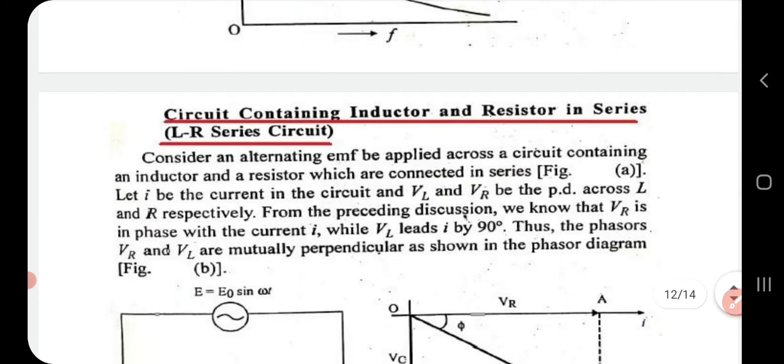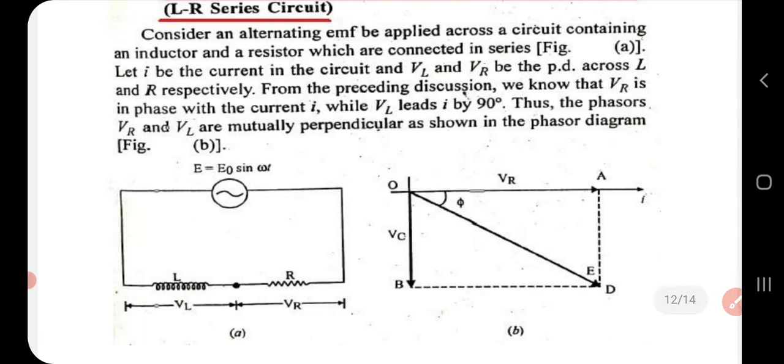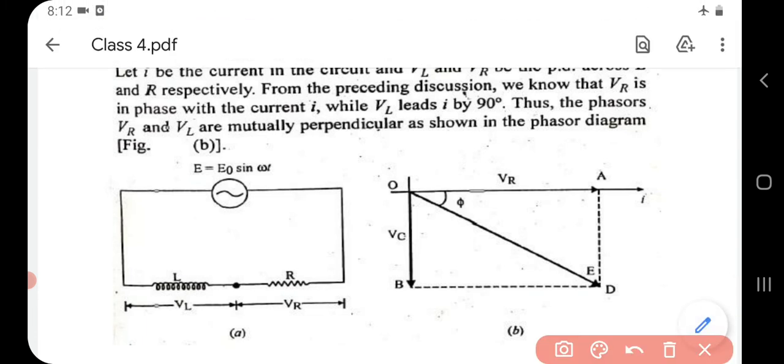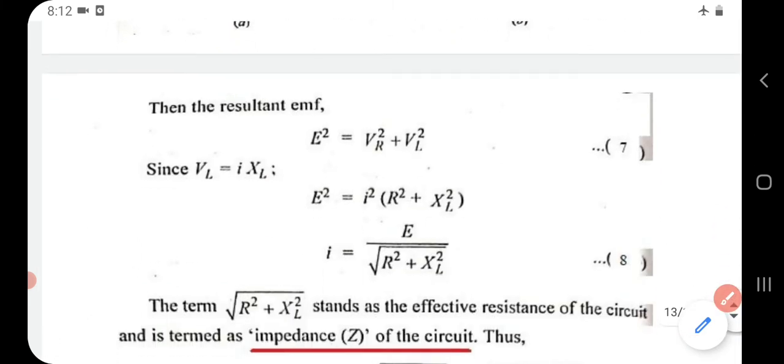Now we are going to consider an AC circuit containing both an inductor L and a resistance R. Here let VL and VR be the potential differences. VL is the potential difference across L. VR is the potential difference across R. This is the EMF that we are applying. This is the corresponding phasor diagram. Here VL and VR are mutually perpendicular. Now we will derive the expression.